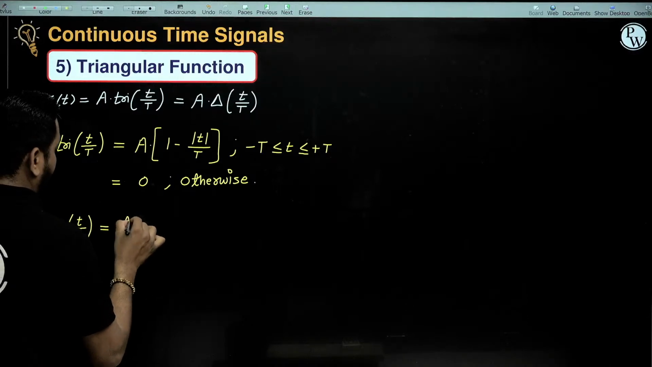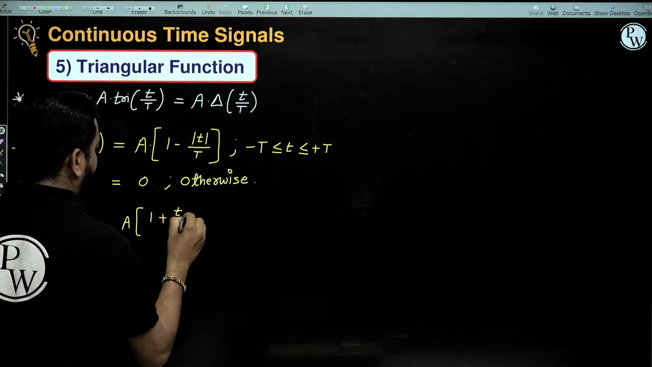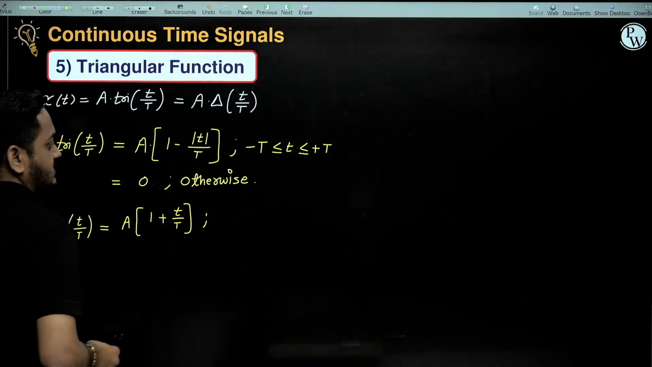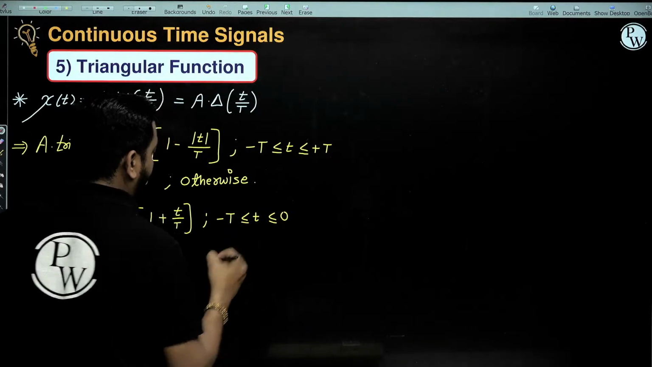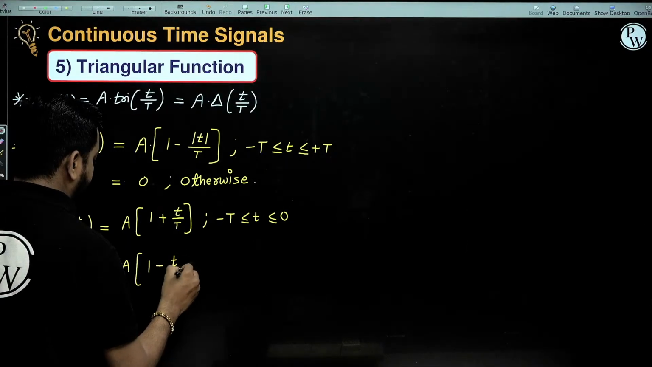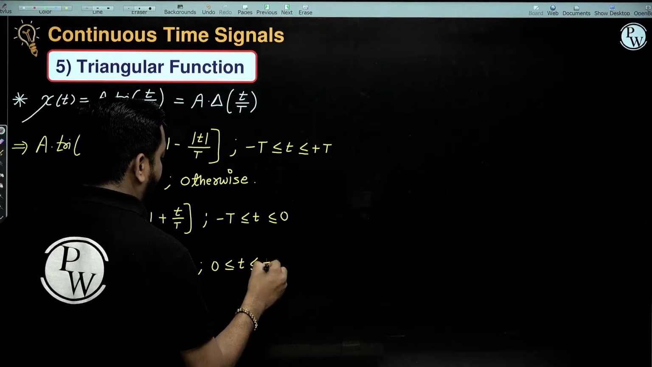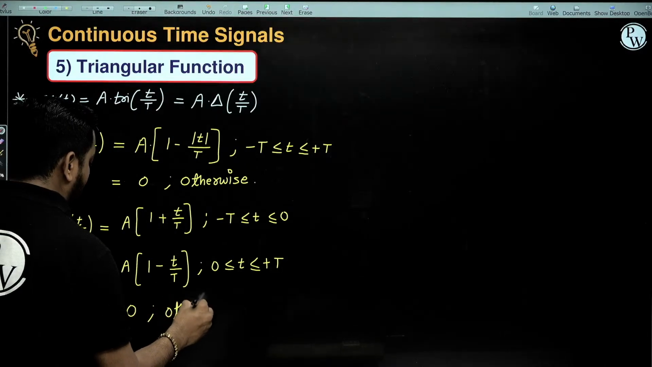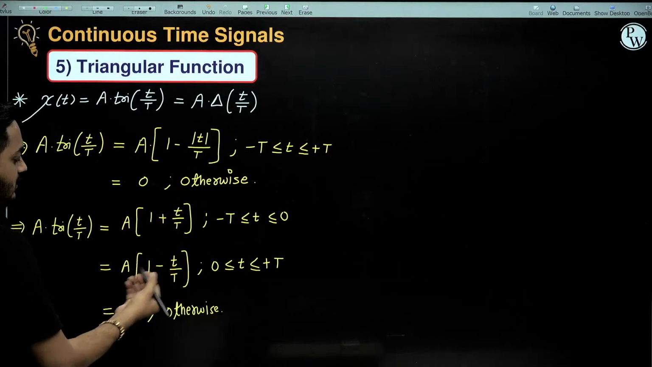So between minus T and 0, it is 1 plus t by capital T. Remove the mod, then one time minus, second time plus, guys. So minus T less than or equal to t less than or equal to 0 for negative values of t. And it will be 1 minus t by T between 0 and plus T, and it is 0 otherwise.